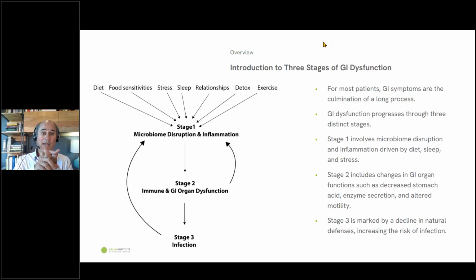Stage 1, microbiome disruption. Stage 2, GI organ problems. And then stage 3, ouch, you got an infection. The reason why I like this model is because it's progressive and explains how the person got into a problem and how you're going to get them out of that problem at the same time. Let me say that again. It explains why the problems occur sequentially, and it explains how you want to treat the problem in a holistic model all at the same time.